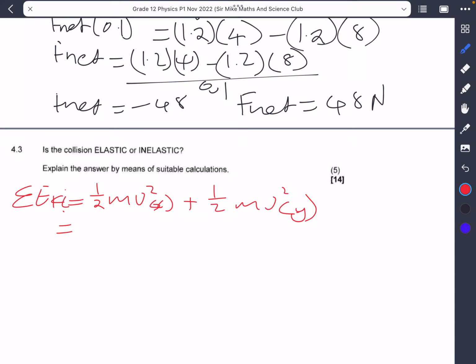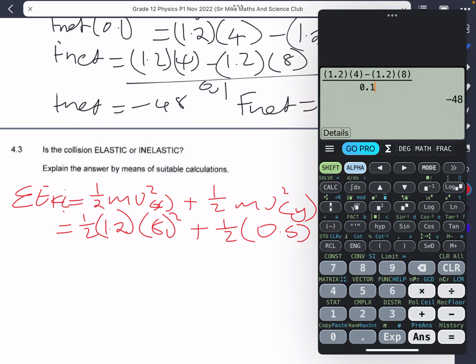So in this case, I know that this would be half, and the mass of trolley X was 1.2, right? The velocity was 8, so we square that, plus a half the mass of trolley Y, that was actually 0.5. And then of course the velocity was actually 0, so this whole thing is actually 0.